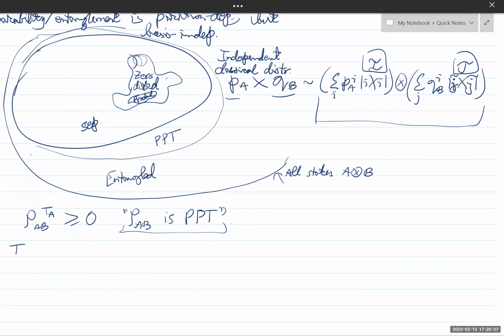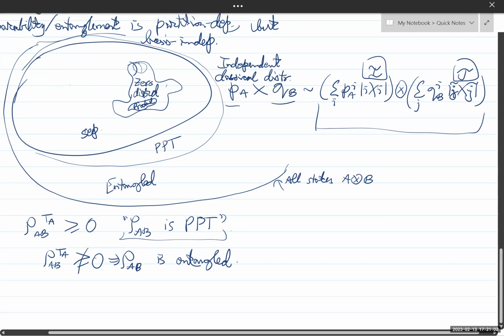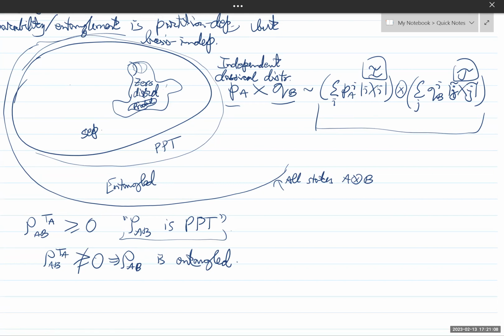However, if the partial transpose is not positive definite, then rho AB is entangled. So having a non-positive partial transpose is a sufficient condition for entanglement, but it's not necessary. So that's where, for example, logarithmic negativity would come in. So that would somehow discriminate.